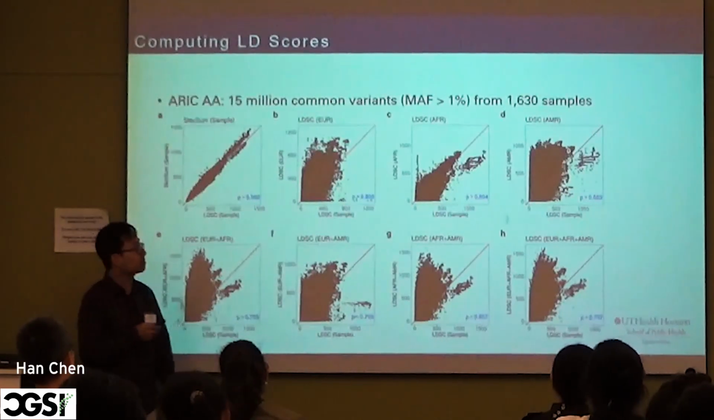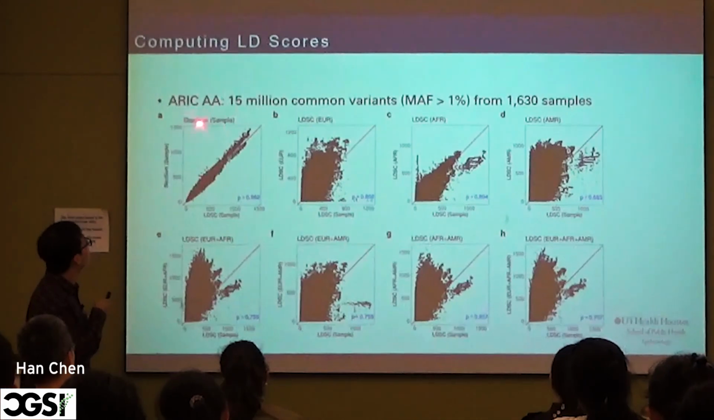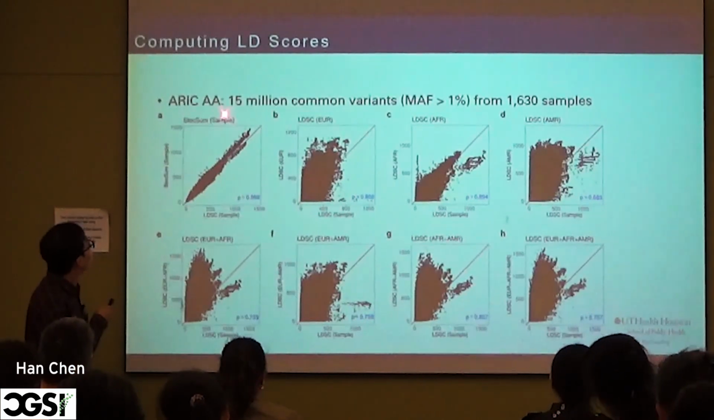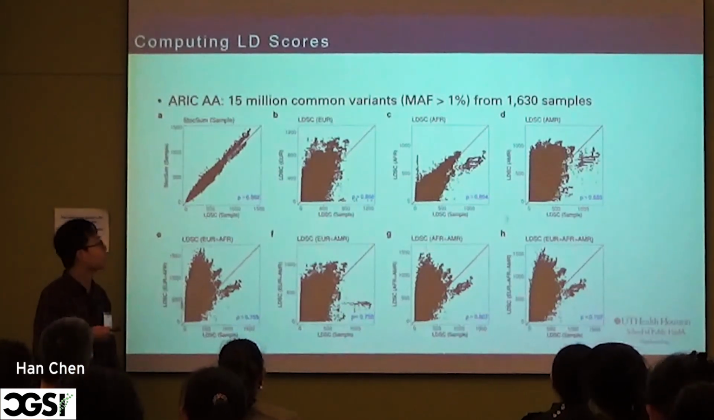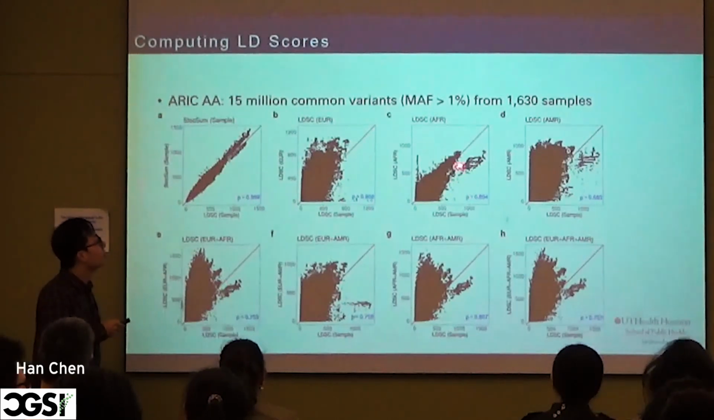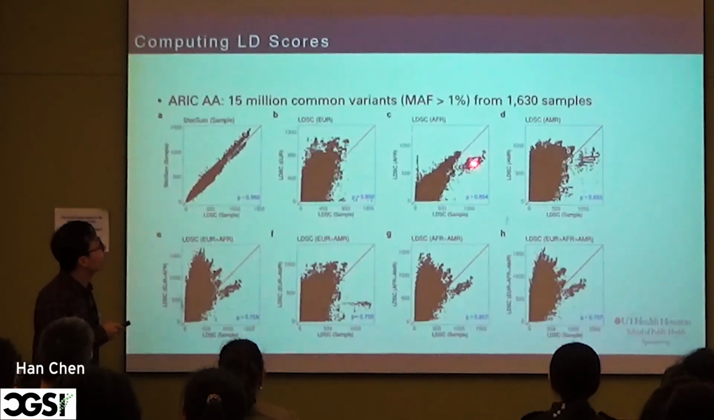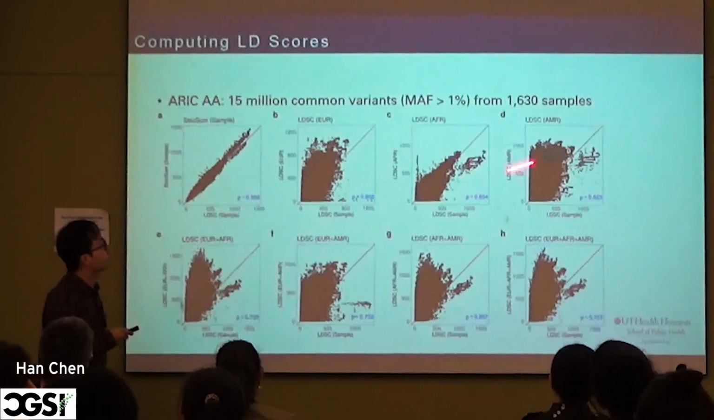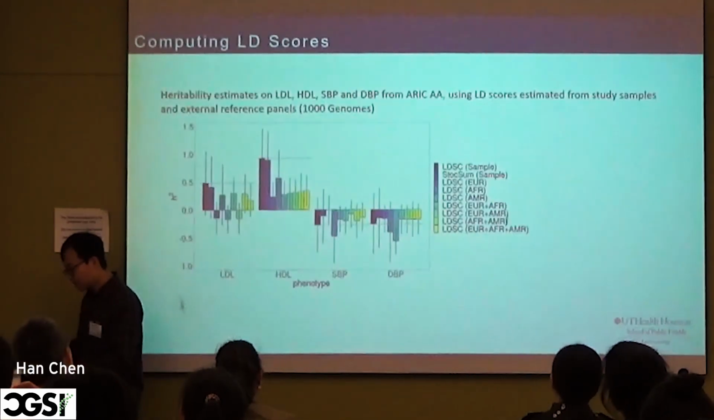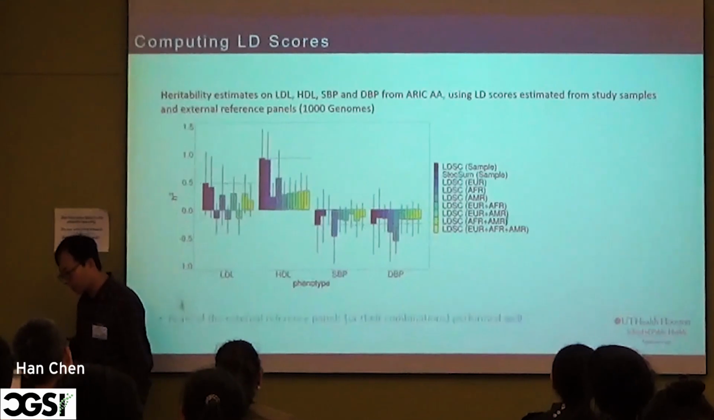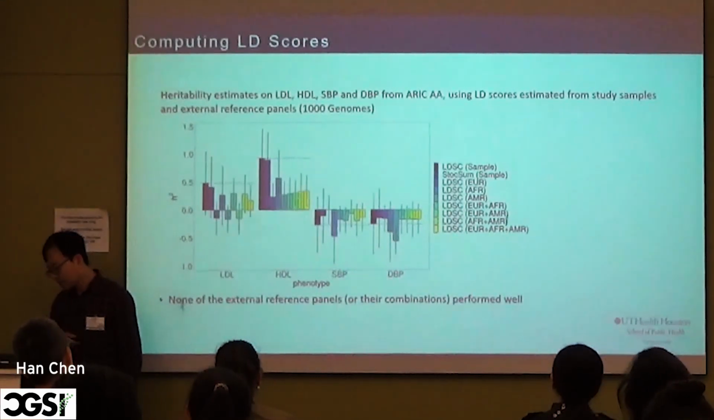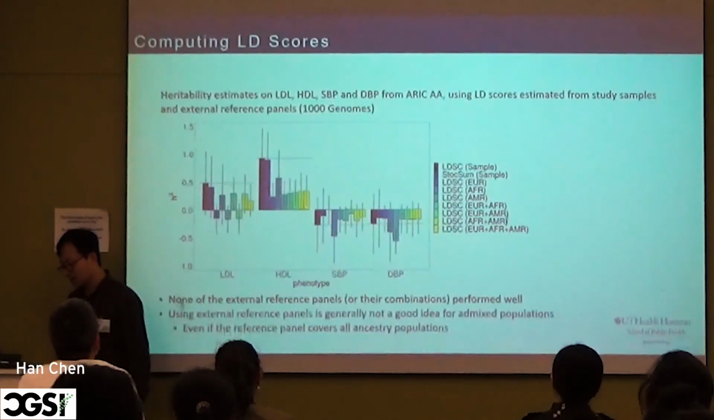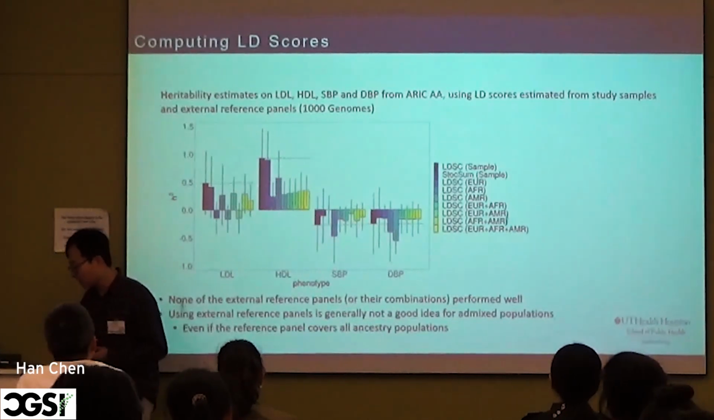Okay, so this is my last part. We tried the same analysis using African Americans. You can see that these correlations were not good, because African Americans are two-way admixed with European and African ancestry. Something very interesting here is that their African ancestry was not fully represented using the African populations from 1000 Genomes. So that's the same conclusion. None of the external reference panels or their combinations performed well for African Americans, which are admixed.